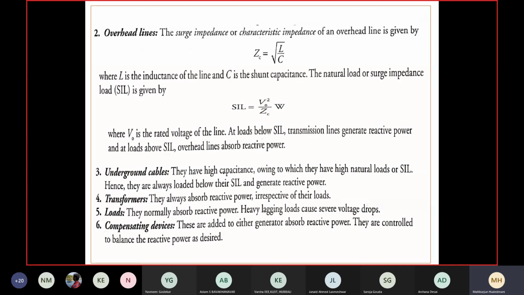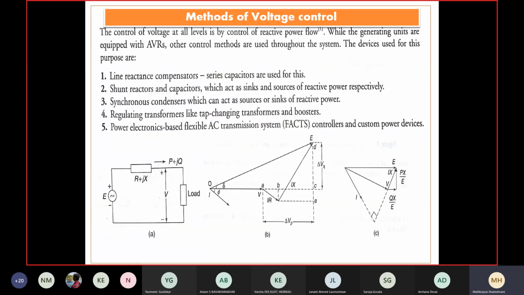And phase modifiers come under the compensating devices, definitely working on the power factor and the phase angle associated with the requirement. So this way, these are the 6 key points we can take into account on how absorption and generation of reactive power takes place in the system.